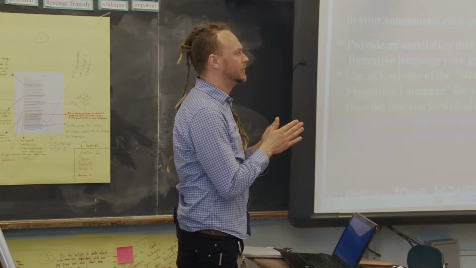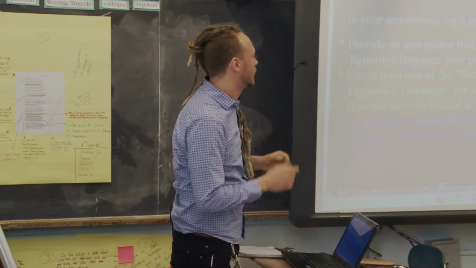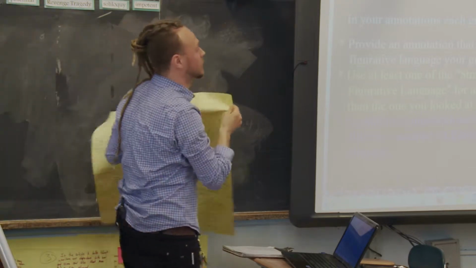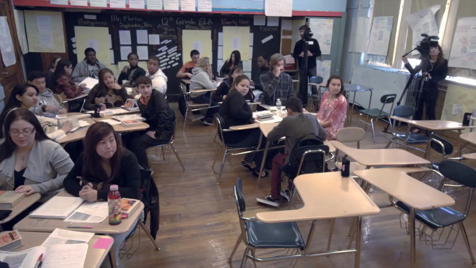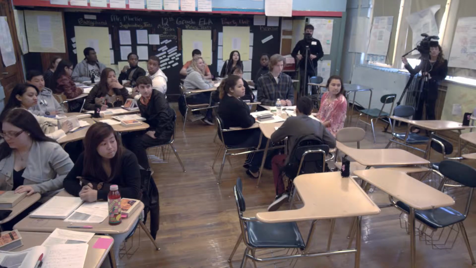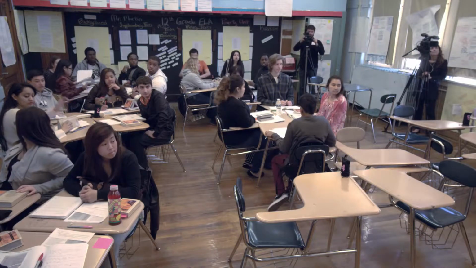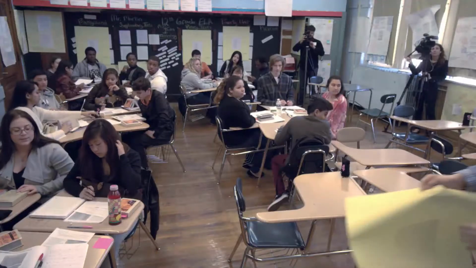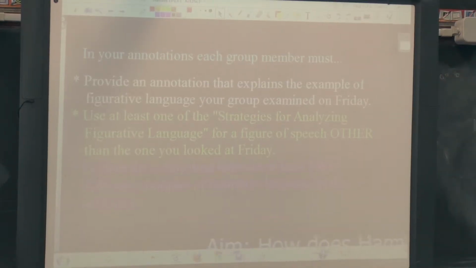So we're going to do collaborative annotations. In your annotations, the first thing you're going to do is provide an annotation that explains the portion of the text that you looked at with your first groups. Okay, so whatever you guys just talked about, each one of you is going to create an annotation for that.